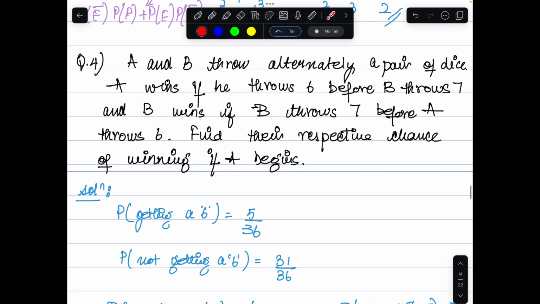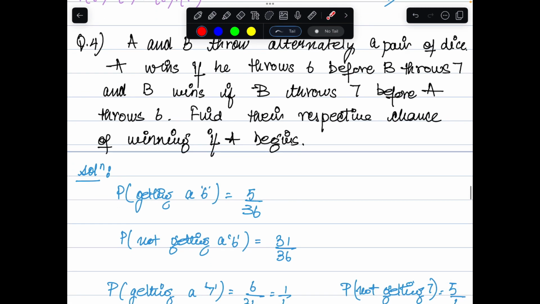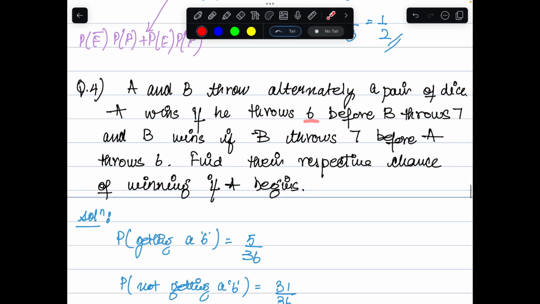Okay, right? And just keep this in mind. Getting 6 basically means what? You are throwing a pair of die. That means the sum should come as 6.